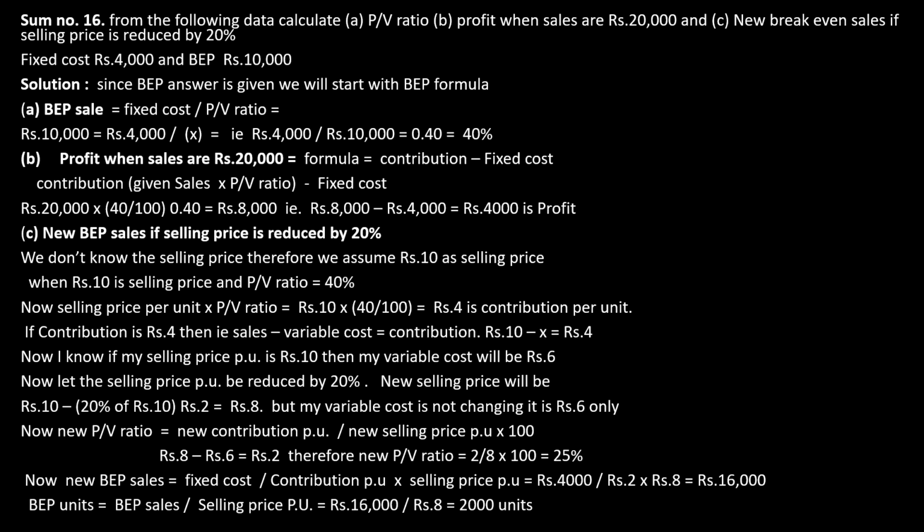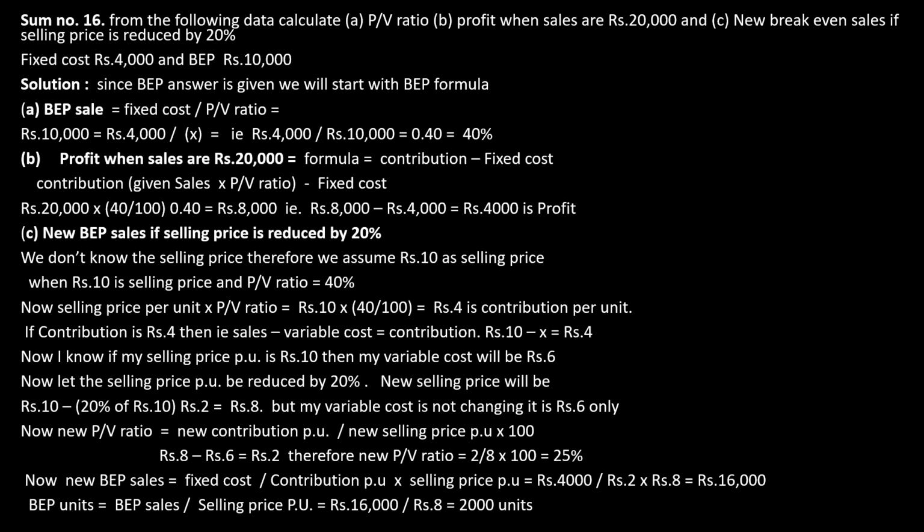Okay, so the problem asks you to find PV ratio. Second question, profit when sales is 20,000 rupees. Third question, new BEP sales if the selling price is reduced by 20%. Okay, now let us proceed with this solution.